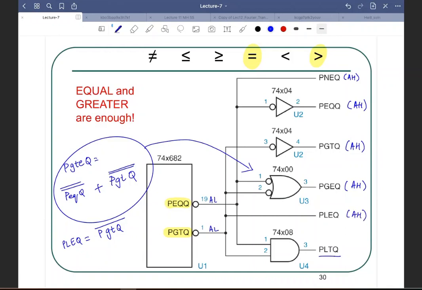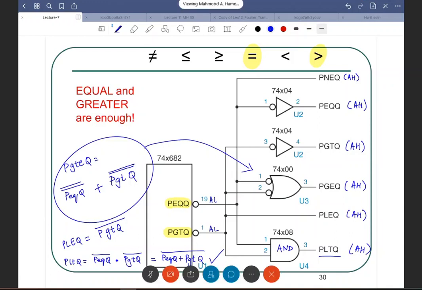And for P less than Q, you take the two outputs, P equal to Q complement, and it with P greater than Q. So I can write that as P less than Q equals P equal to Q, which was in active low format, and P greater than Q, which was also in active low format. So this can be written, using De Morgan's law, as P equal to Q NOR P greater than Q. That's what we had earlier when we were writing the expressions. So all outputs are over here active high. The two outputs from the chip are active low. So this is a quick discussion about how you can use some logic gates in front of this 682 chip to derive all the six outputs in active high format using only two outputs from the chip, which are in active low format. All right, questions about this slide, slide number 30?